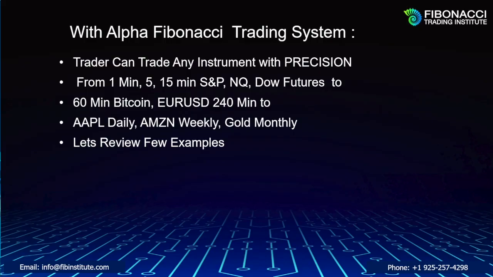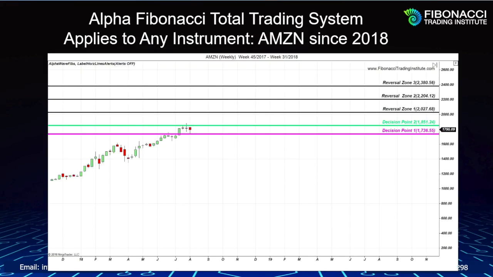stress-free. Alpha Fibonacci Trader can trade any instrument with precision, from 1, 5, 15-minute S&P to NQ, Dow Futures, 60-minute Bitcoin, Euro, Apple, Amazon, Gold. Let's review more examples, shall we? Here's Amazon, traders. 2018 bullish rally on Amazon in progress. What do you see ahead? 2000 number, Alpha Fibonacci reversal zone.